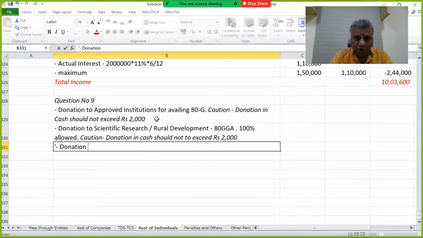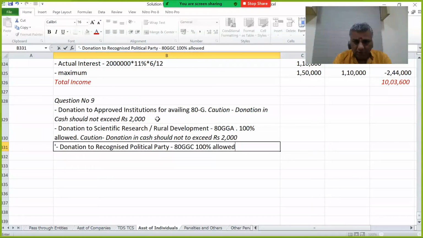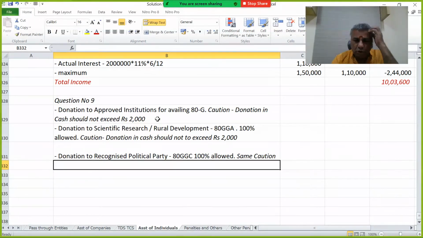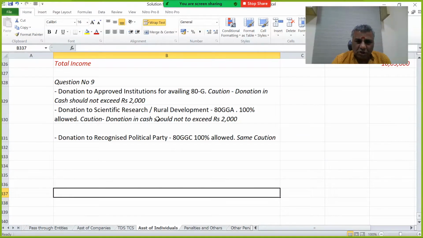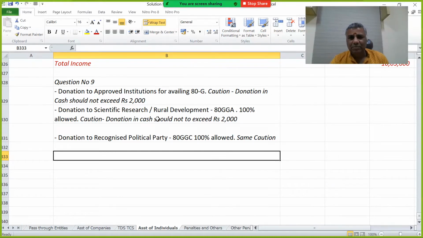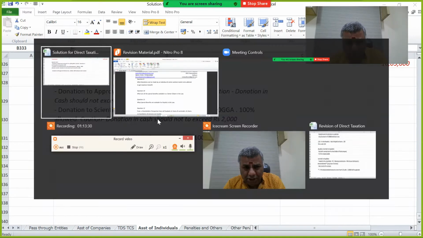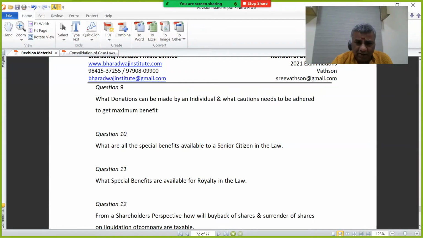Donation to a recognized political party, 80GGC. For individuals, 100% allowed. Same caution: never allow the donation in cash in excess of 2,000. So it is the same caution which you have to take. These are all the donation based deductions an individual can avail.